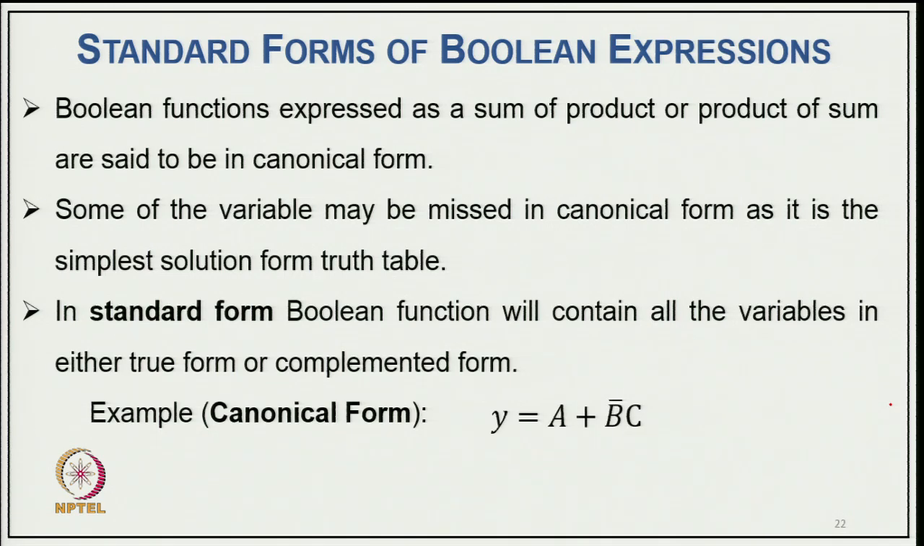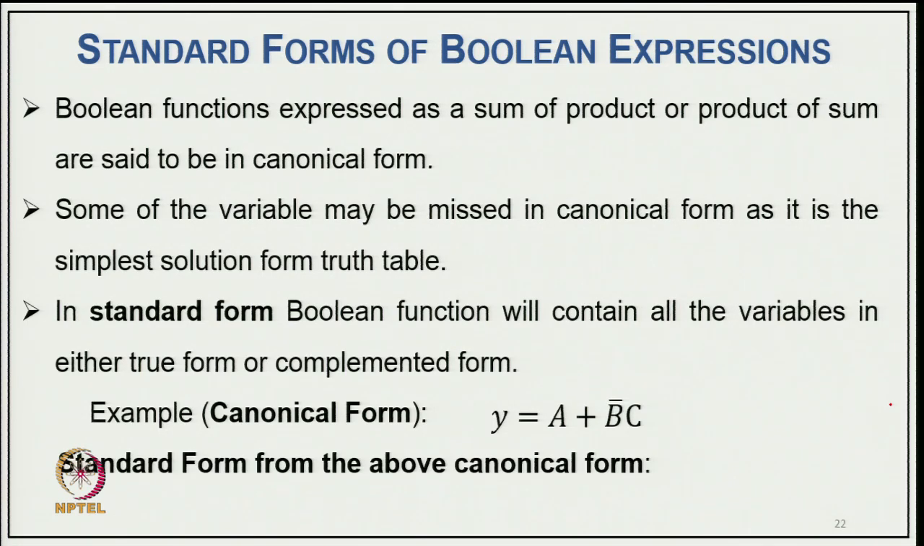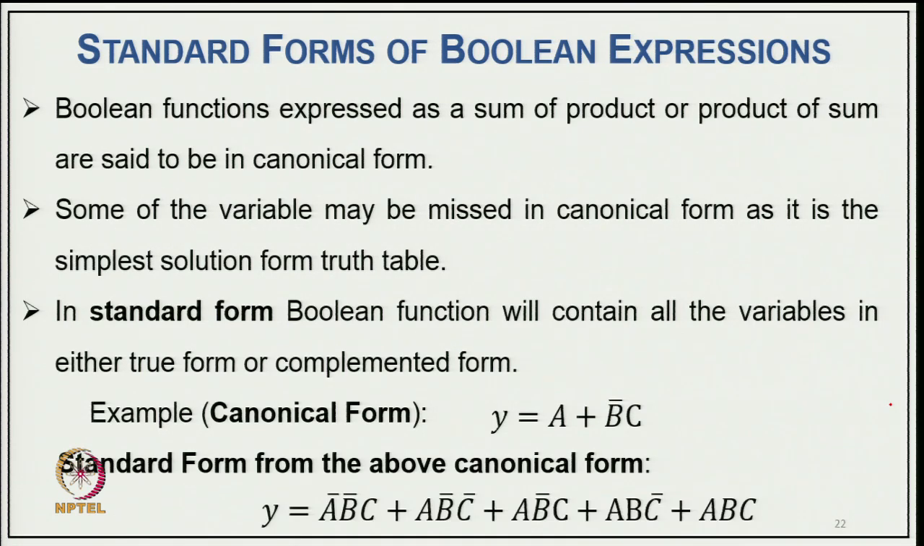An example: you can call it y equal to a plus b bar c, that is the standard form, and the canonical form from the above can be y equal to a bar b bar c plus a b bar c bar plus a b bar c plus a b c bar plus a b c.